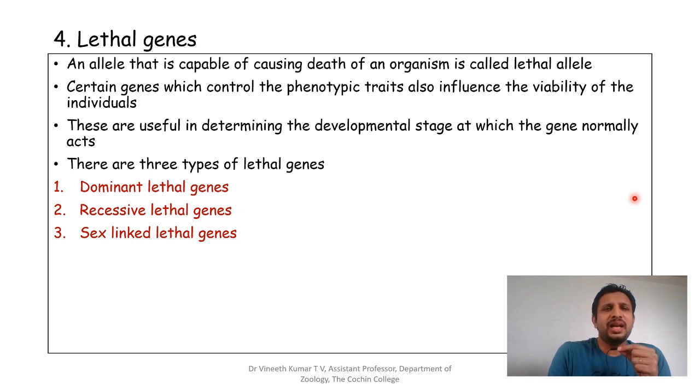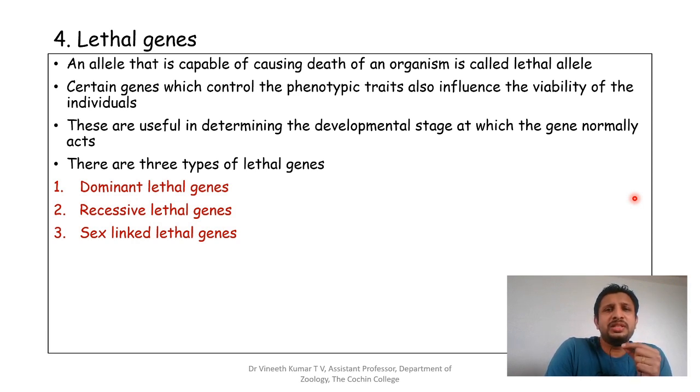And there are certain genes which control phenotypic traits. They have two functions. That means they have the ability to produce a phenotype, and at certain times they determine the viability of that particular individual. Such genes come under the category called lethal genes, and these lethal genes are usually useful in determining the developmental stage at which the gene is normally acting.